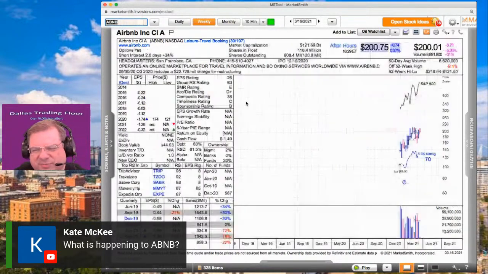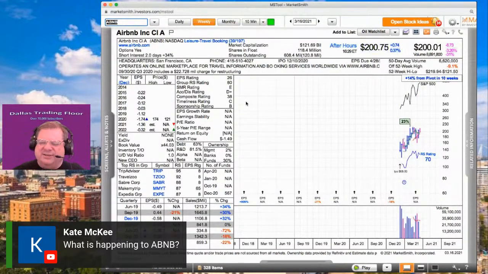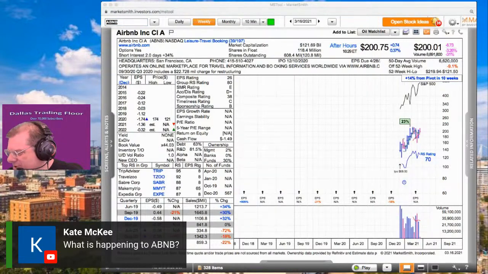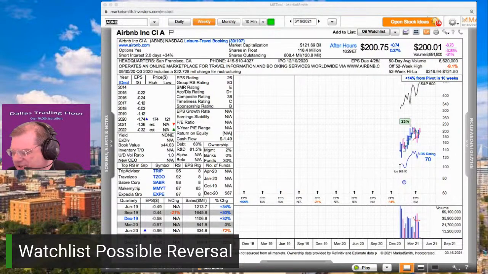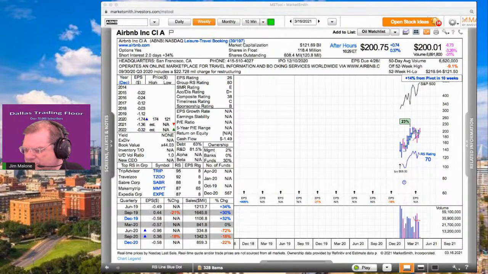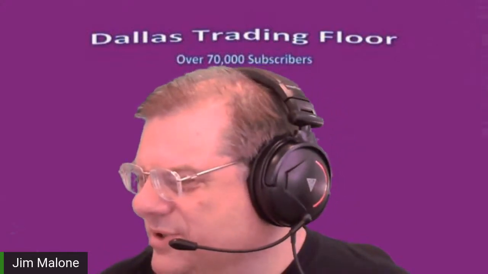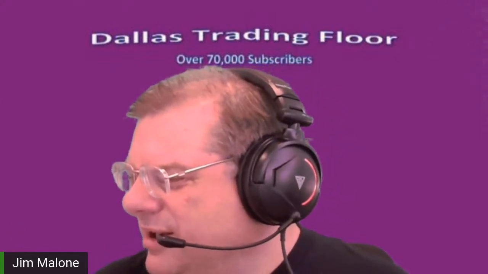Let's look at the weekly chart. So here's the thing. I think that if we get a reversal off the 40-day line, that's when we can buy it. But right now, with Airbnb, I think we just have to watch list this one, wait for the possible reversal. And I do think that possible reversal will be at about 185. But right now, I just don't think you can buy it. It's pulling back and it's basing. So right now, I don't think there's a good opportunity to buy it.